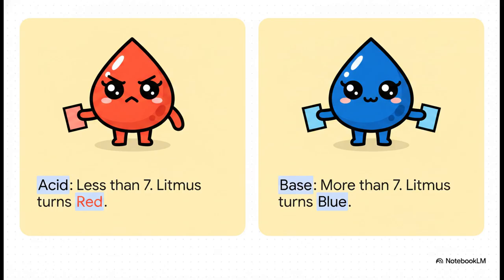So, here's the golden rule for our journey today. If the pH scale is less than 7, the substance is an acid, and the litmus paper will turn red. If the scale is more than 7, it's a base, and the paper turns blue. Red for acid, blue for base, with 7 sitting perfectly in the middle. It's a beautifully simple rule to keep in mind for the rest of this explainer.